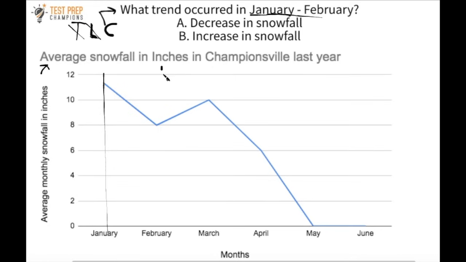Now, unfortunately, you can't draw lines like this on your screen on the test. So I'm just doing this to help us learn here. But what we need to focus on for this question, we don't care about anything that's happening over here. We don't care about what the blue line's doing anywhere over here. We just want to look at the part of the graph between these two black lines. And we see here that the blue line is going down. So we know that the answer here, the trend, is a decrease in snowfall.